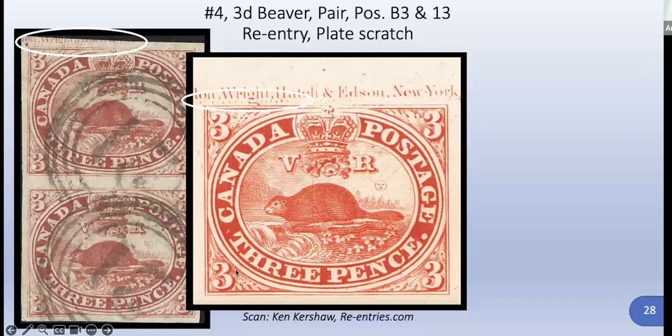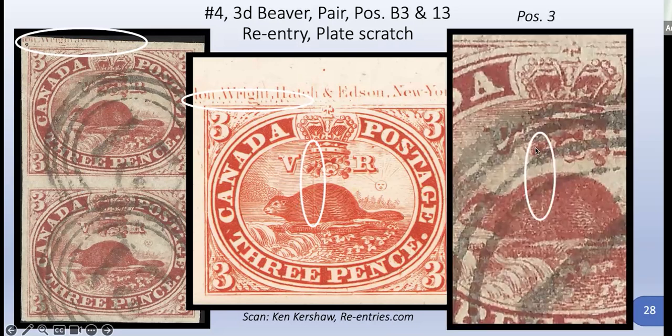What is shown in his scan, and what we can see in this pair, is a scratch that's coming right down the middle of the stamps. It's on the printing plate, on the actual image, but it's not discussed at all in any literature that I found. No one's even noted that it exists.